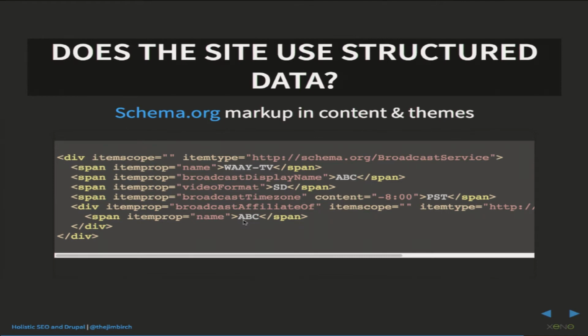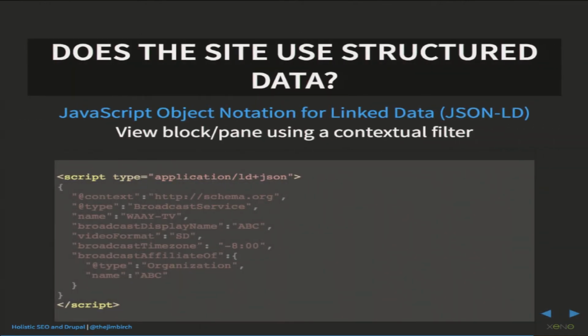Schema is big in recipes. It's how a lot of those knowledge boxes are built. Really handy to nerd out over looking at your client's content, how it can be done. This is JSON-LD, the JavaScript Object Notation for Linked Data. Basically, it's the same thing, but in JavaScript. So we have the script, the context is schema.org, the type is BroadcastService, and the rest is basically the same.